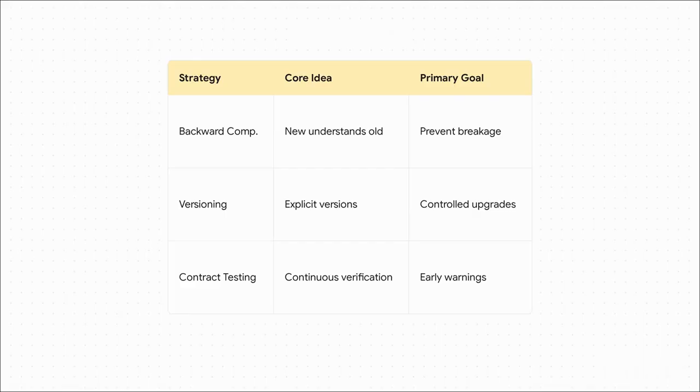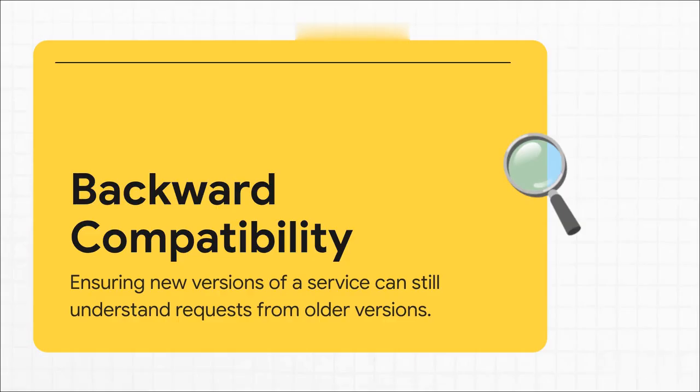So your toolkit really boils down to three core strategies. You've got backwards compatibility, versioning, and contract testing. Each one of these plays a really distinct but complementary role in helping you manage change safely across all those distributed systems you're running. All right, first up is backward compatibility.